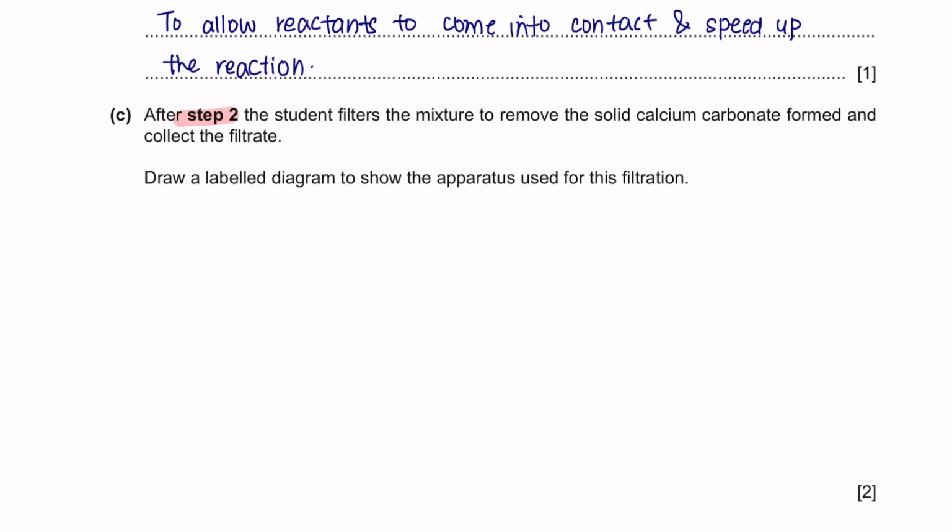Next, question C. After Step 2, the student filters the mixture to remove the solid calcium carbonate formed and collect the filtrate. Draw a labeled diagram to show the apparatus used for this filtration. So to filter the mixture out, we're going to need a filter paper. And to collect the filtrate, we're going to need a conical flask.